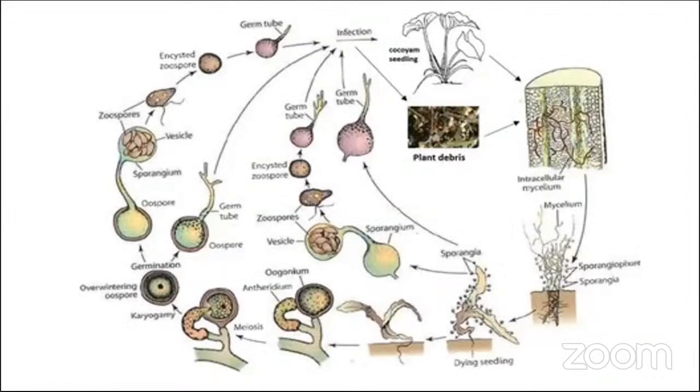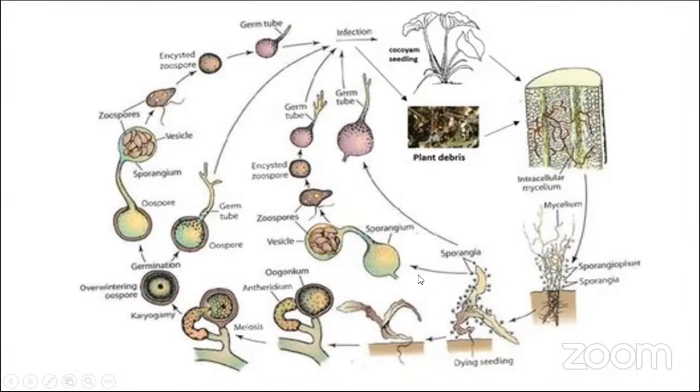Now we can see the life cycle of the Pythium. So these are the infected plants or seedlings, bearing the sporangiophores and sporangia. The sporangia get detached from the infected plants or seedlings, and they form the vesicles. Because there are again two ways of sporangium infection. So when there are optimal environmental conditions, these sporangia directly form the germ tube and cause the infection to the host.